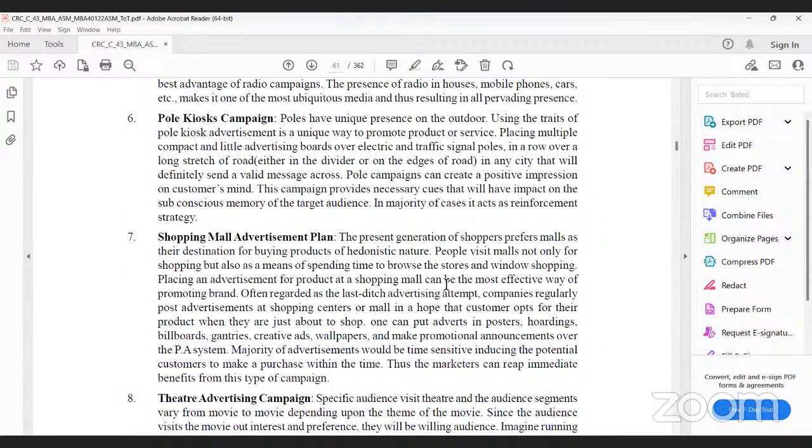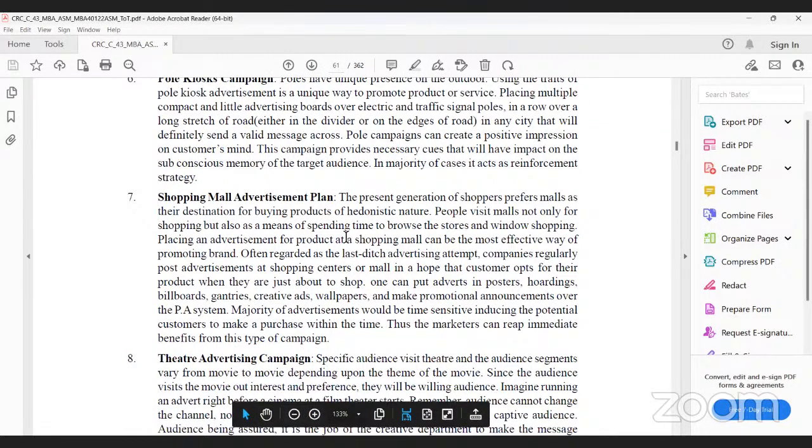And shopping mall advertising is also very popular. If you enter a shopping mall, they say this company offers this percentage discount, or this company has arrived with new products. This is the season for summer discounts or festival discounts. Wherever there are empty places, they also present company advertisements. People visit the malls not only for shopping but also to spend some time browsing the stores and window shopping. So placing an advertisement for a product at a shopping mall can be a more effective way of promoting new brands. The majority of advertisements are time sensitive, prompting potential customers to purchase within the time, so the marketer can reap immediate benefit from this campaign.